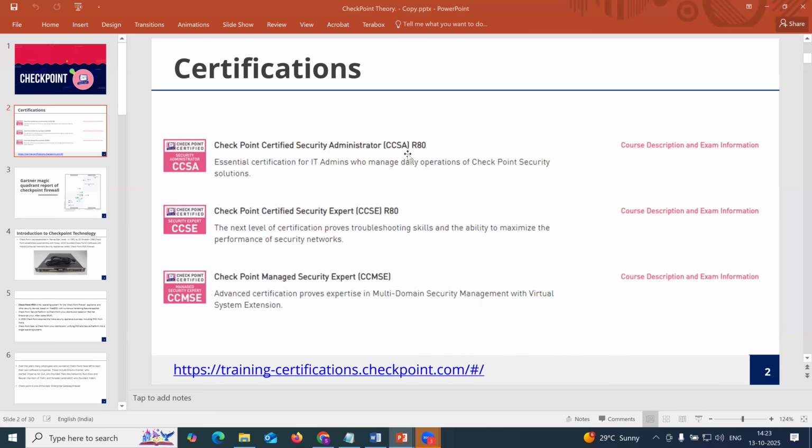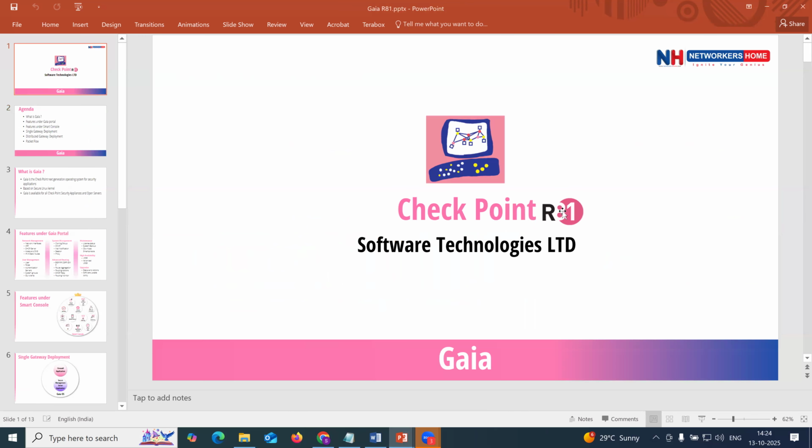First of all, you can see we have CCSA, we have CCSE. Now here, R80 or R81. The current version that we are going to learn right now is R81. This is the version that we are going to learn. Please note down, R81 is nothing but a version of the operating system of your Checkpoint firewall.